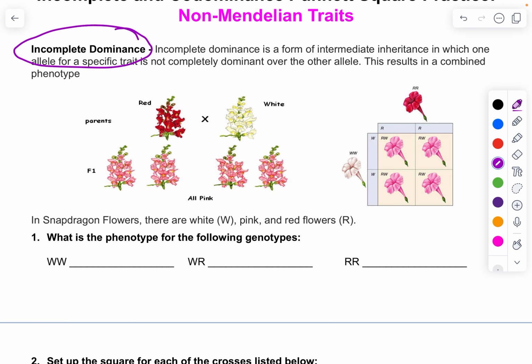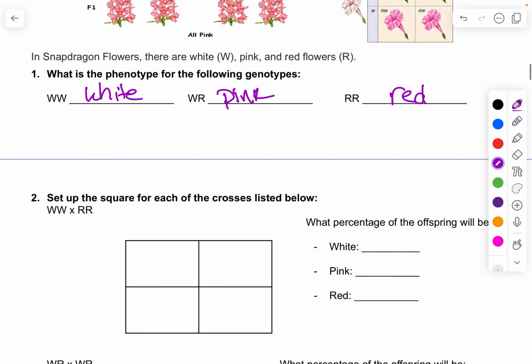Okay, so here we've got big W, big W, that is going to be white. Big W, big R, that's a blending, so it's incomplete. That blending, that's where we're going to get our pink. And then big R, big R, red, it's going to give us red. We set these up just like the complete dominant monohybrids, but now the phenotypes and the genotypes are going to be a little bit different.